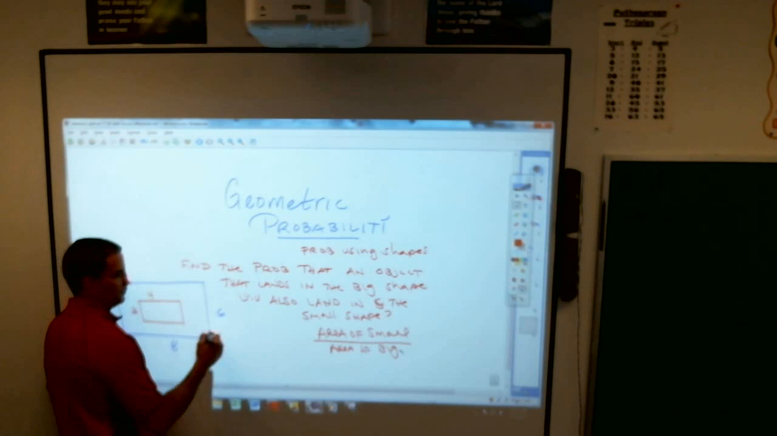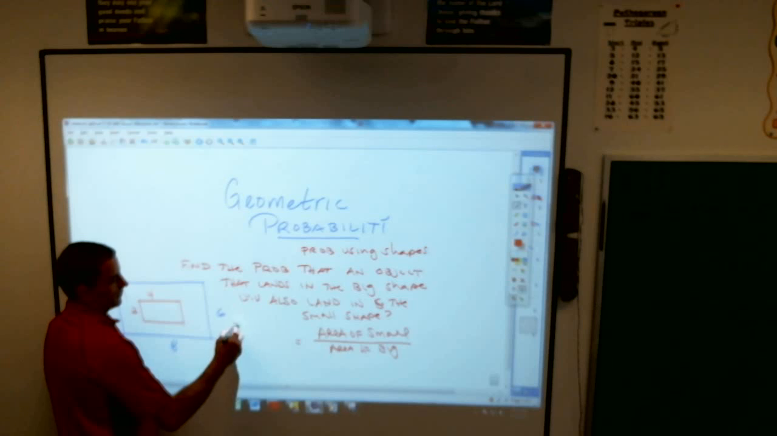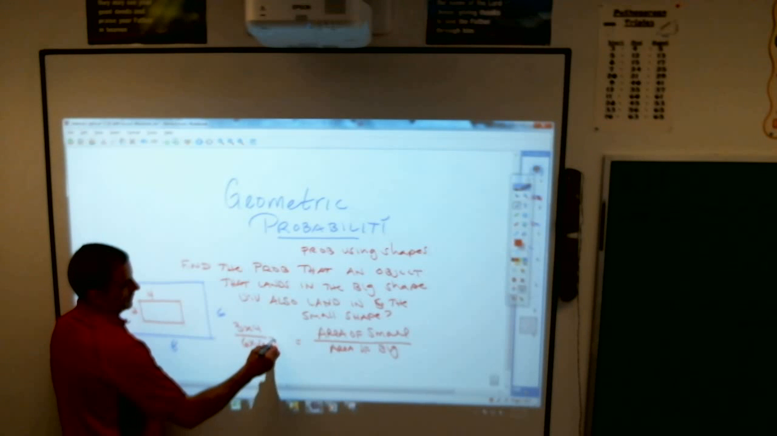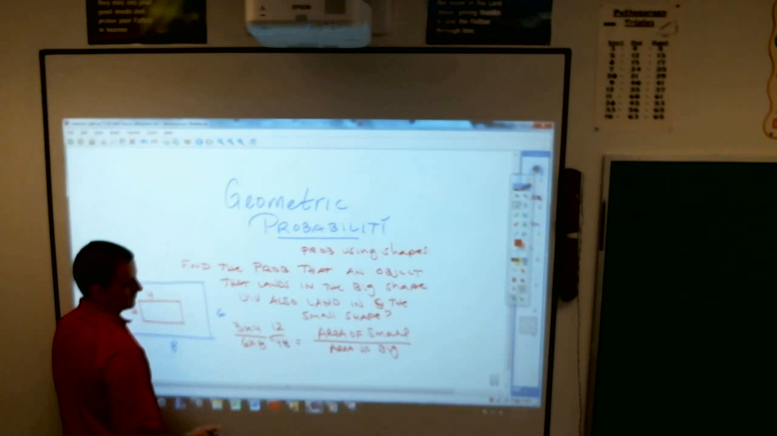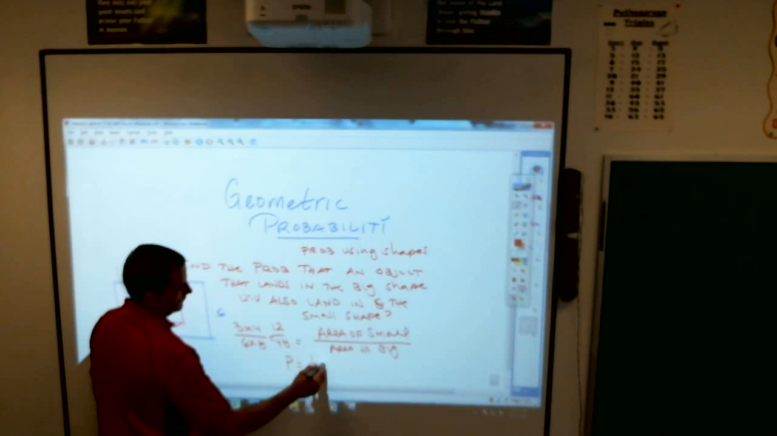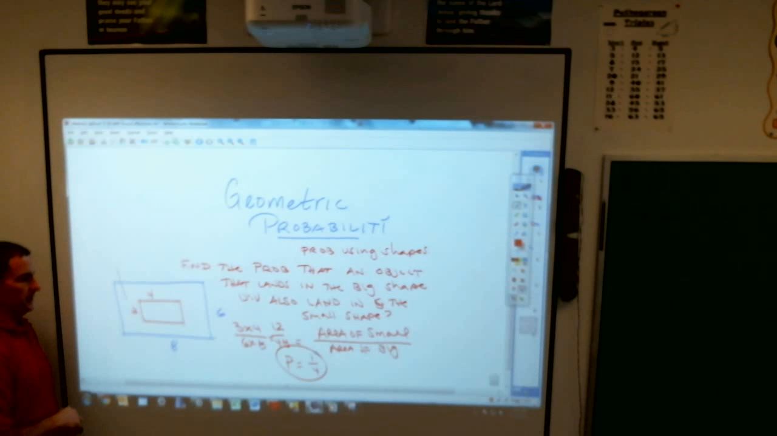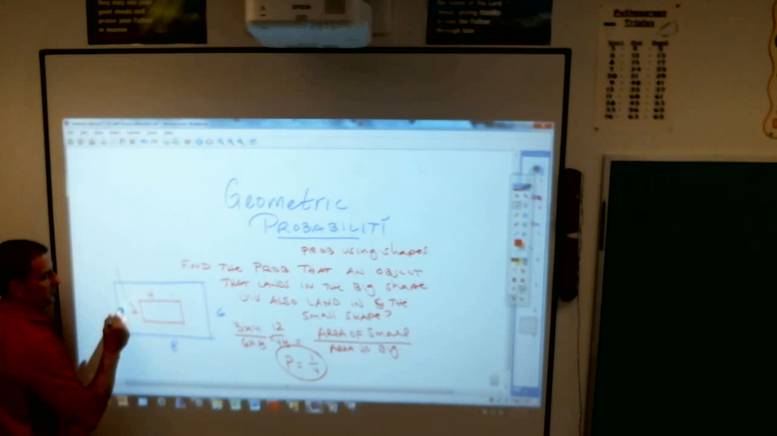And in this case, it would be area of the small rectangle, 3 times 4, over the area of the big rectangle, 6 times 8. We could do that math, I suppose. 12 over 48. Your probability is 1/4. 1 out of 4 darts should land in that middle area there. How did mine do? Apparently I should have a lot more darts out here, right?